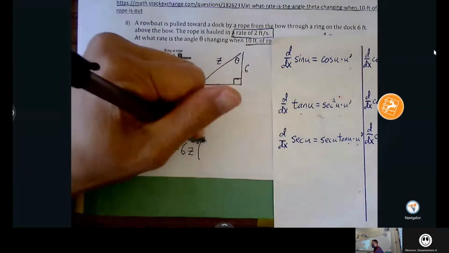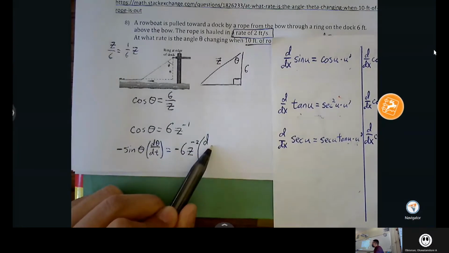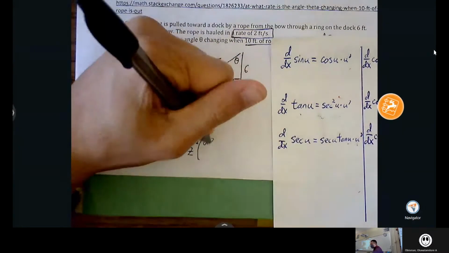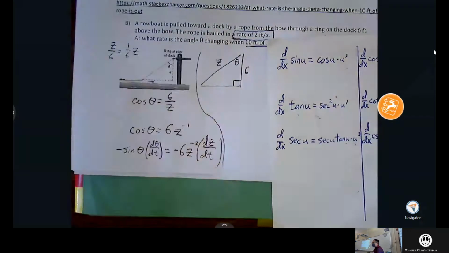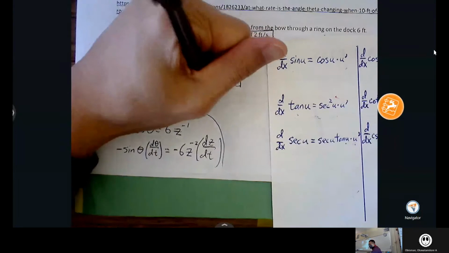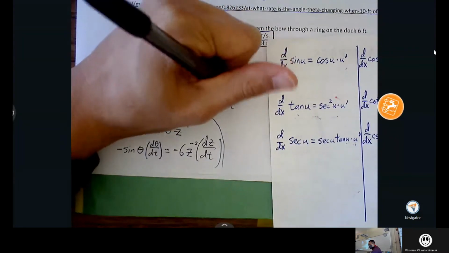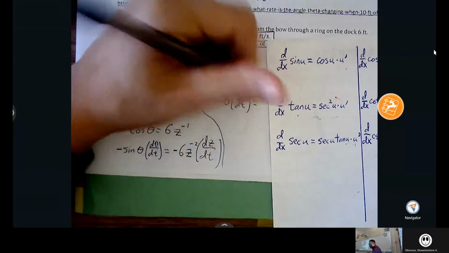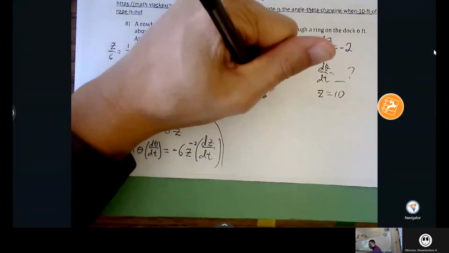d theta over dt. Well, theta was over here, right? But now we're dealing with z, so it's dz dt. Okay, so we can do a little bit of cleanup on the right side. I'm going to push that z back down to the denominator.